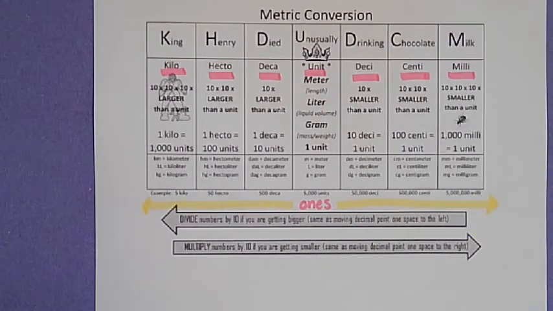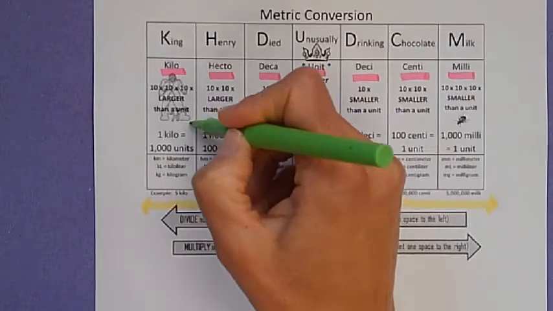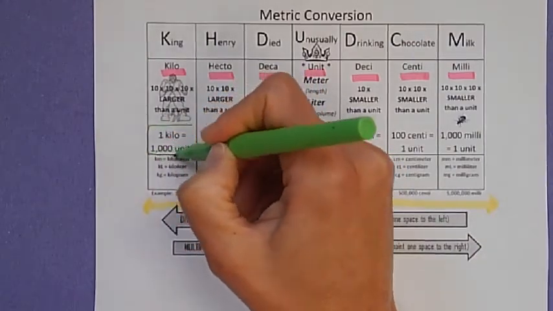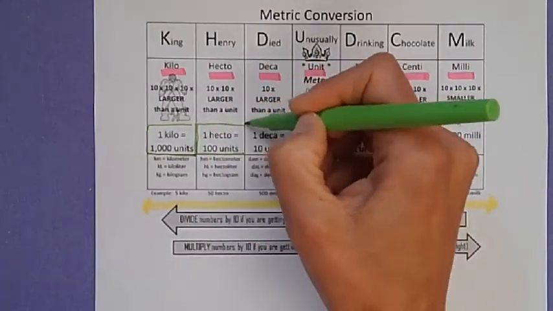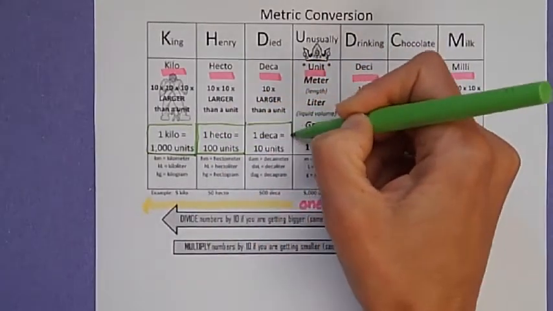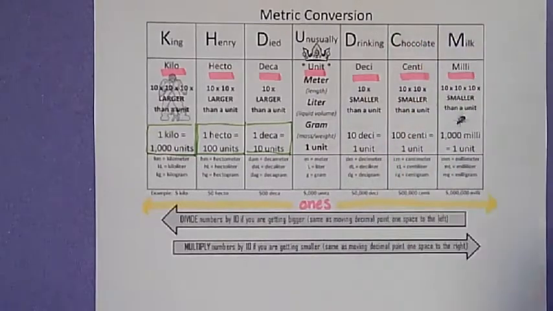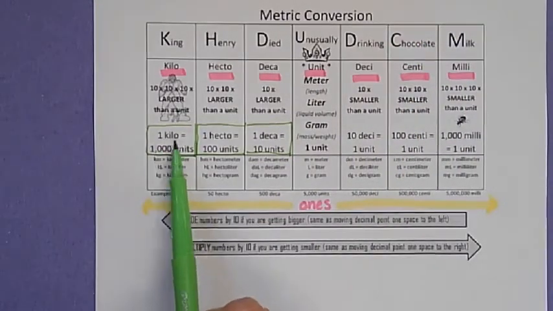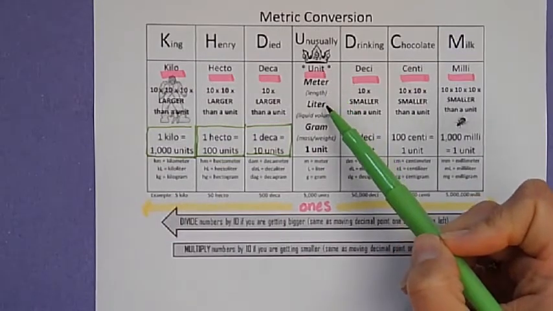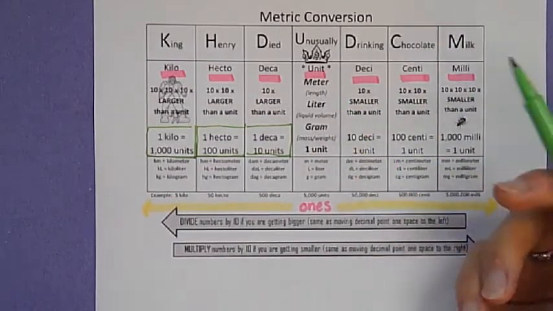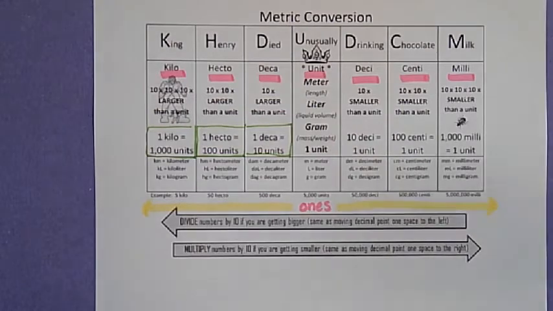The other part of this chart that is super helpful is the bottom part where it tells you how many of each unit equal a unit. So if we're thinking about these over here, these are bigger than one whole. So that's why we have 1 kilo is 1,000 units. And a unit could be a meter, it could be a liter, or it could be a gram, just depending on what it is that we are going to be measuring.